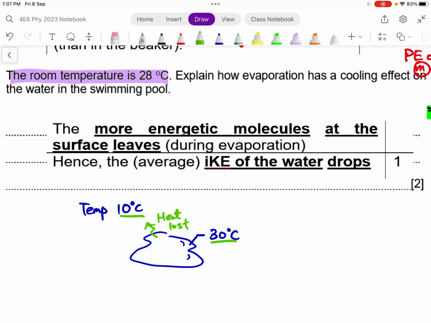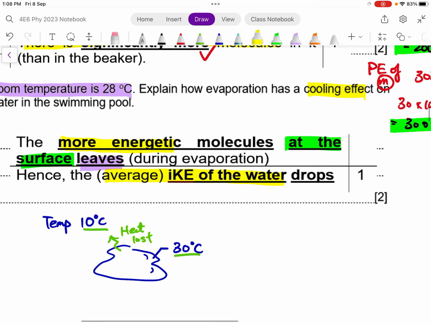What I want to see is that you just use these words: the more energetic molecules at the surface, because evaporation is a surface phenomenon, right? Do I need to say break the bond, enter the atmosphere and all that? No need, because it's 2 marks with 3 lines. Just tell me that they are gone. They are out of the system. So as a result, the average IKE of the water would drop. And average IKE relates to the temperature. So you have explained why there is a cooling effect.